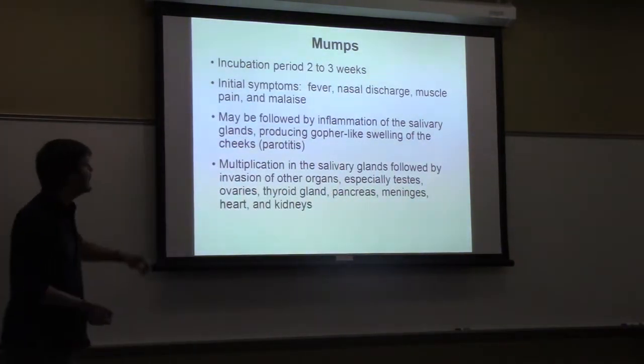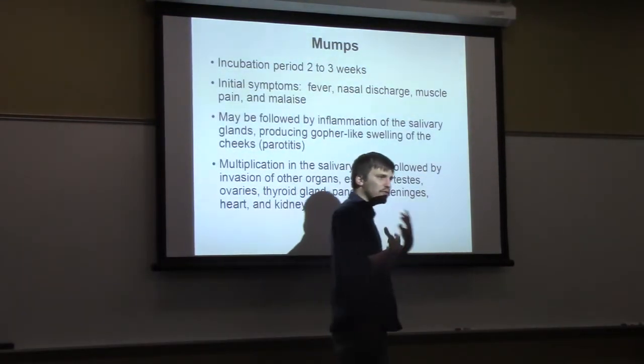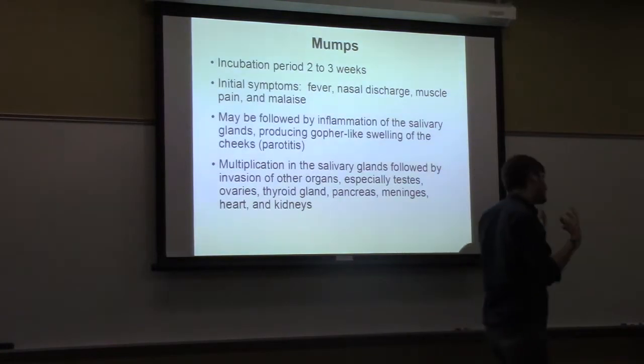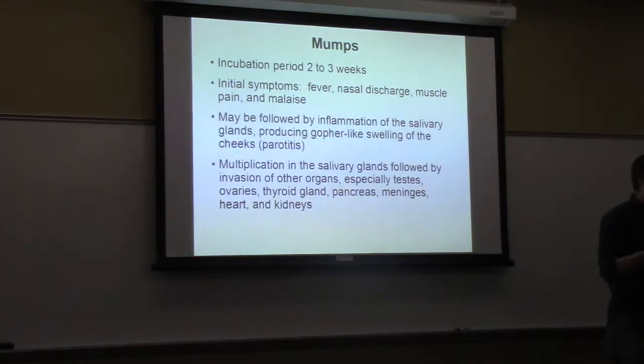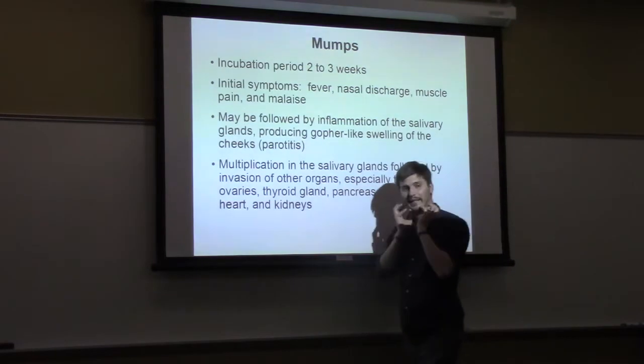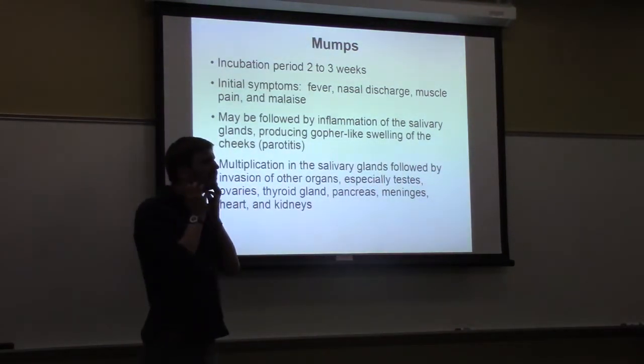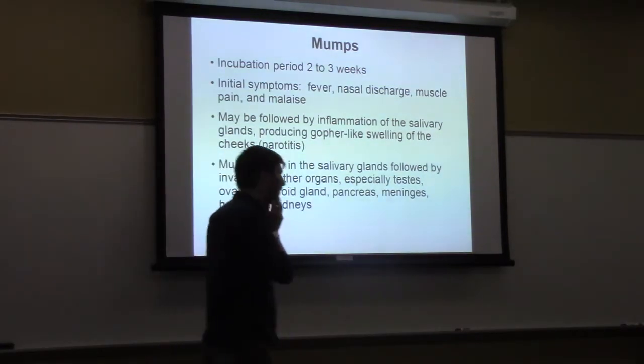It has an incubation period of about 2 to 3 weeks. Then it causes a generalized kind of flu-like illness. But the telltale symptom that you have mumps is that your parotid or salivary glands enlarge about 10 times in size. So it creates something called a gopher-like swelling, and this is where you get this big sac of inflamed tissue right around the neck.